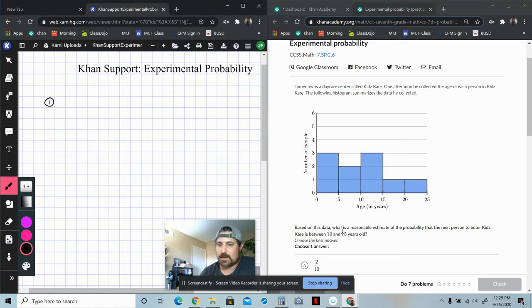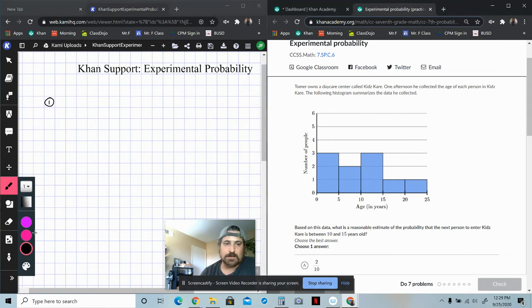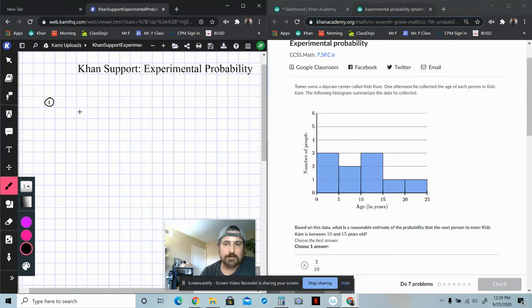It says, based on his data, what is a reasonable estimate of the probability that the next person to enter Kids Care is between 10 and 15 years old? So basically they're saying, all right, what's the likelihood they're going to be in this bin, right, this interval, 10 to 15? So all you're going to do is you're going to say, all right, well, let's look at what already occurred and use that to predict the future. So you're still going to do the same idea of favorable outcomes over possible outcomes. But in this case, you've got a sample space that's given to us as this data piece that they've collected. So here's our sample space, that's the histogram.